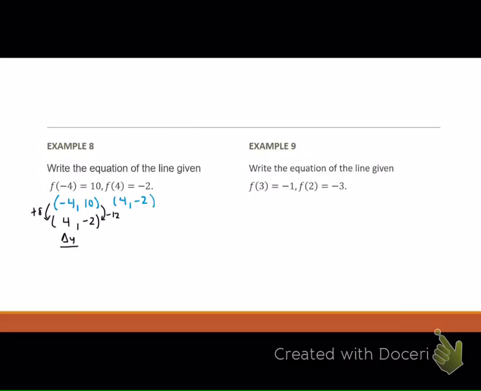So you subtract 12 and you add 8. So your change in y over change in x equals negative 12 over 8. What goes into 12 and 8? 4. So that's negative 3 over 2.